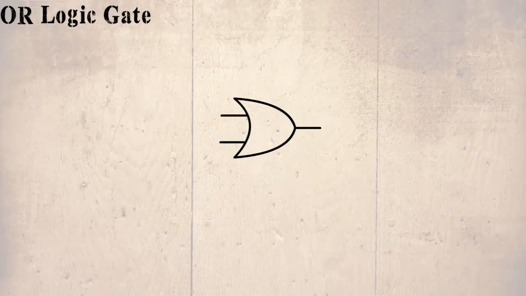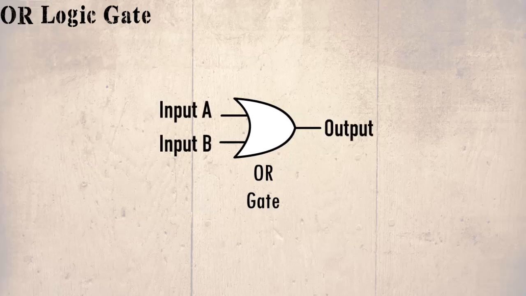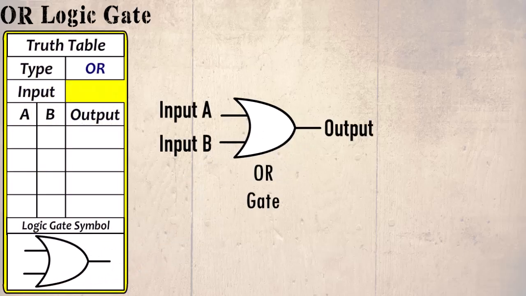The next in our series of gates is the OR gate. Again, like the previous gate, it has two inputs and a single output. Let's check out the truth table of this gate.